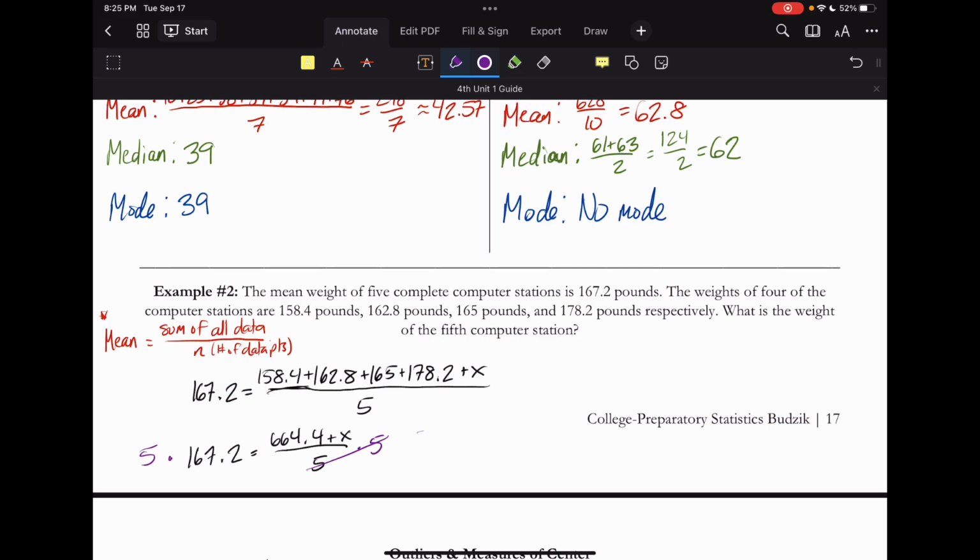That cancels that out. And I'm going to multiply that 167.2 by 5. So that gets me 836. So I get 836 equals 664.4 plus x. And then just to get that x alone, I'm going to subtract that 664.4. So that gets me a weight of 171.6. So the weight of that last computer station is 171.6 pounds.